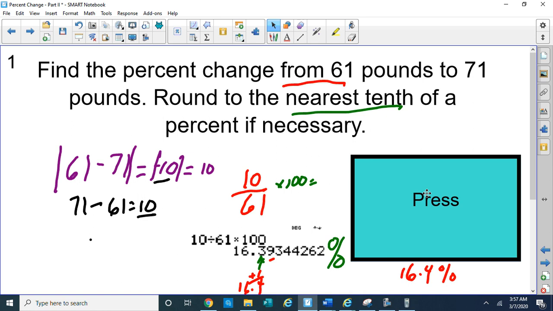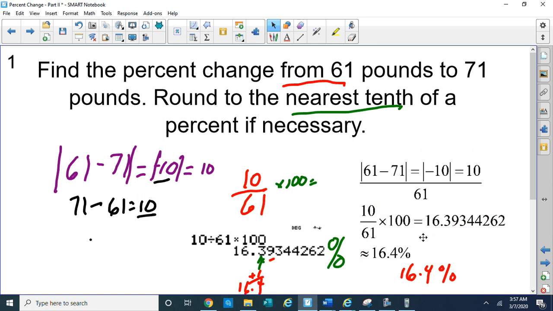So let's check it. 16.4%. So we took the absolute value when we subtracted those two numbers. It gave us the answer of 10. We put that over the original number that we started from, and we multiply that fraction by 100 to get our long answer there. And we rounded it off in this case. Sometimes you have to round, sometimes you don't.